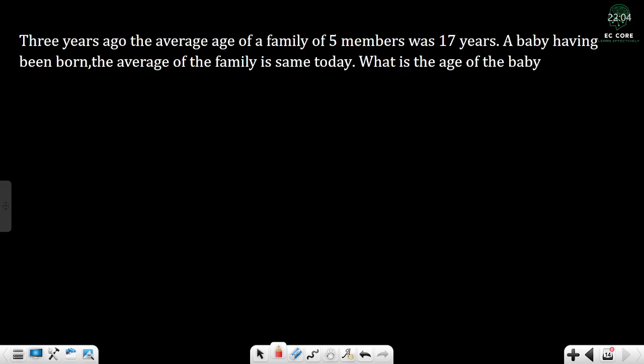Now here, 3 years ago, the average age of a family of 5 members is 17 years. A baby is born in the family, and then the average of the family is the same today. So the average of the 5 members today must be equal to 20 years, right?